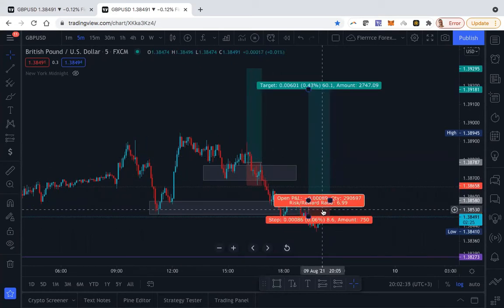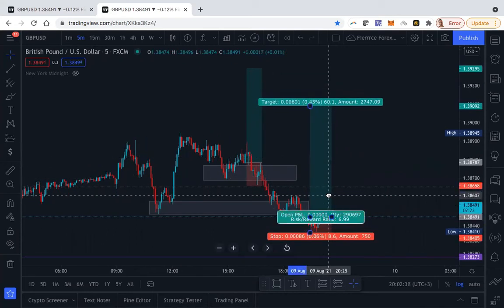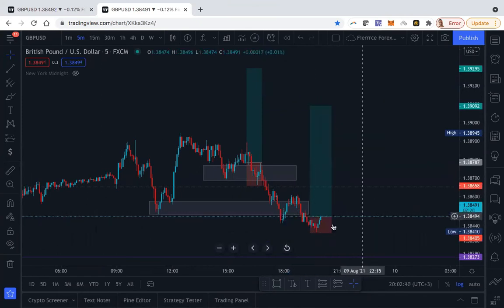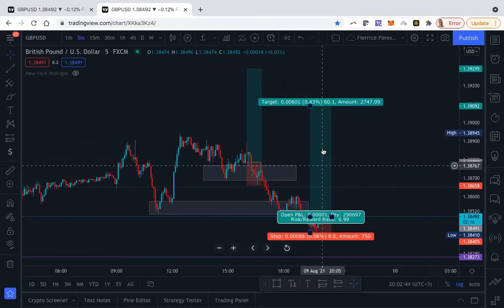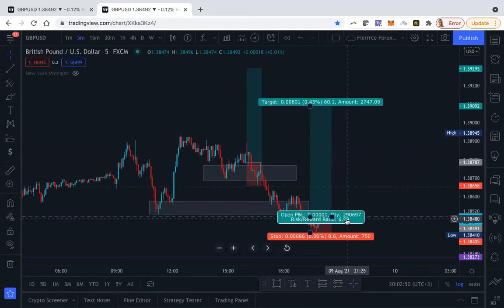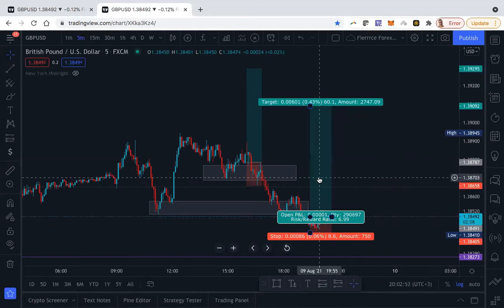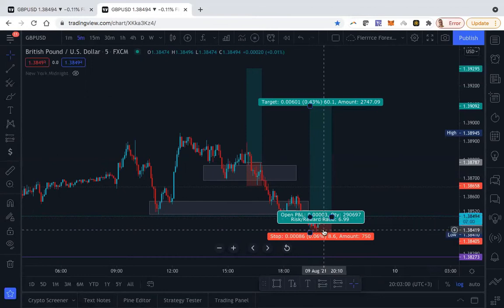And let's say I want to buy from around here. So let's say we're already buying this trade. My risk to reward is 6.99. As you can see, it's showing me a 6.99. That's my risk to reward, meaning that I'm trying to grow my account 6 times, or 6 times vis-a-vis what I'm risking, which is 8 pips. So I'm risking 8 pips so that I can gain 60 pips. So that's a good risk to reward.